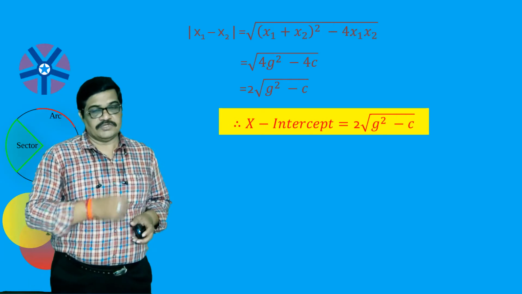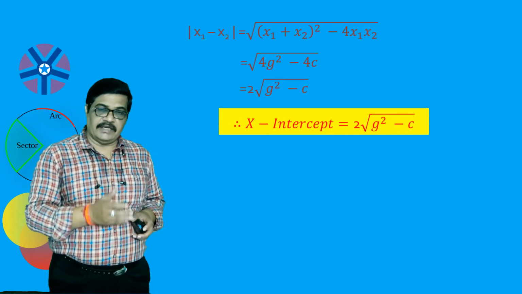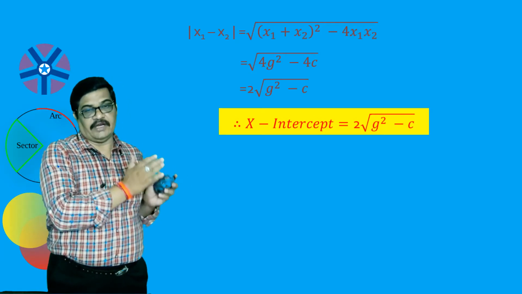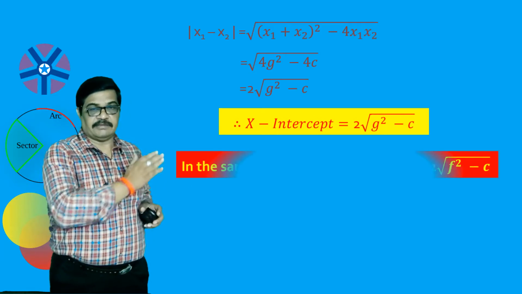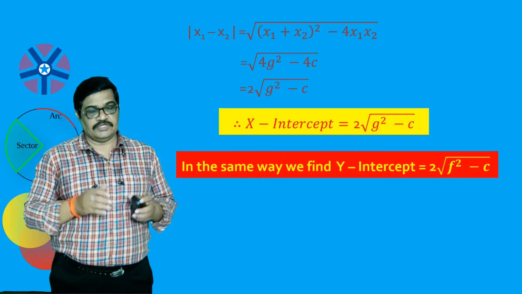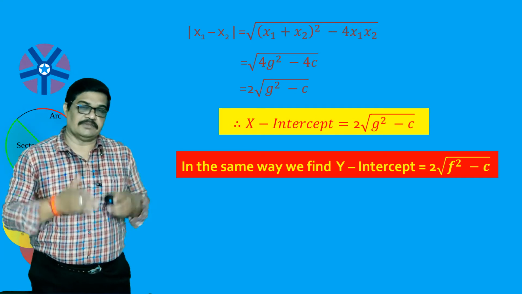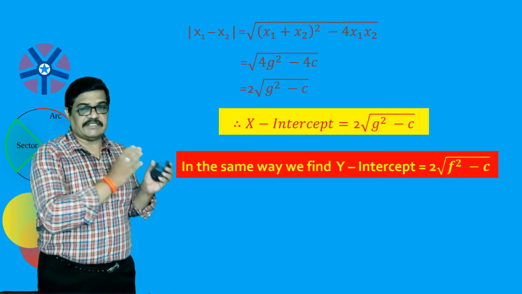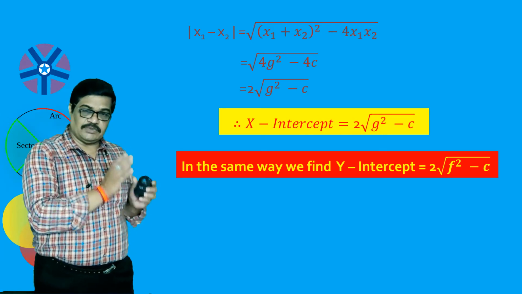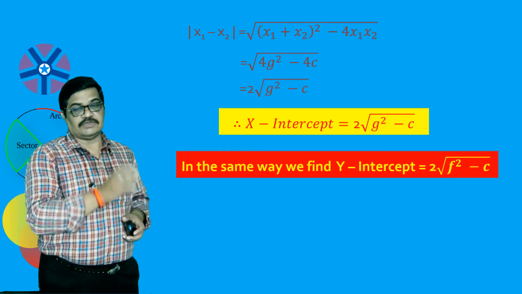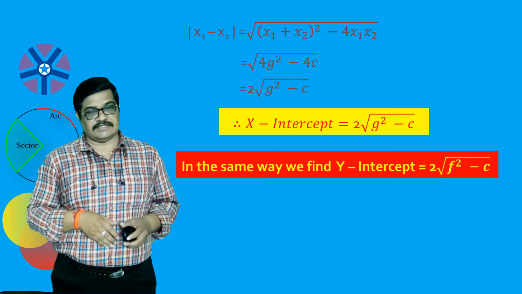Similarly, we have to find the y-intercept. In the same way, we find the y-intercept. That y-intercept is 2 into root of f square minus c. So these are the intercepts made by the circle on the coordinate axes. The x-intercept is 2 into root of g square minus c, and the y-intercept is 2 into root of f square minus c.